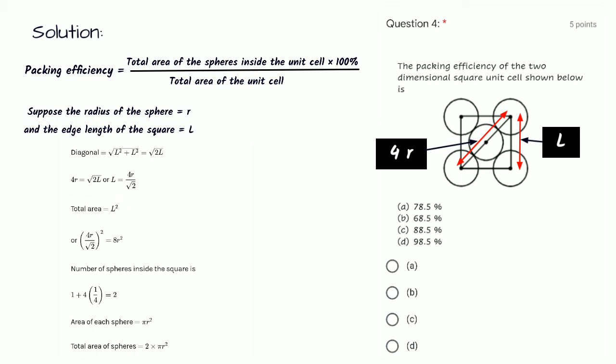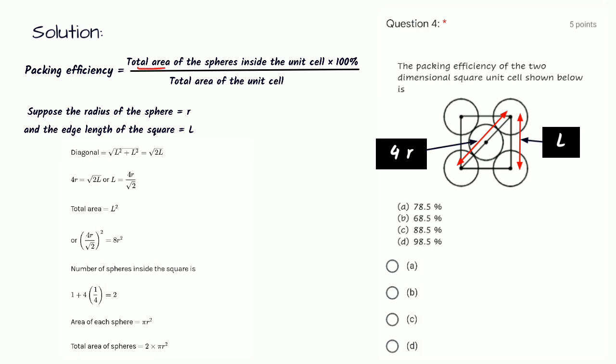The total area of the unit cell will be L square. You can express this L square in terms of small r also. Then it will be (4r by root 2) whole square, which is equal to 8r square. Okay, so now we have the value of the total area of that square unit cell.